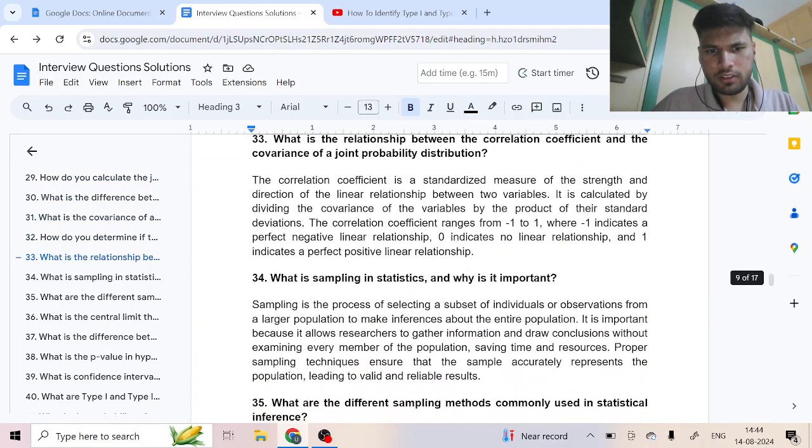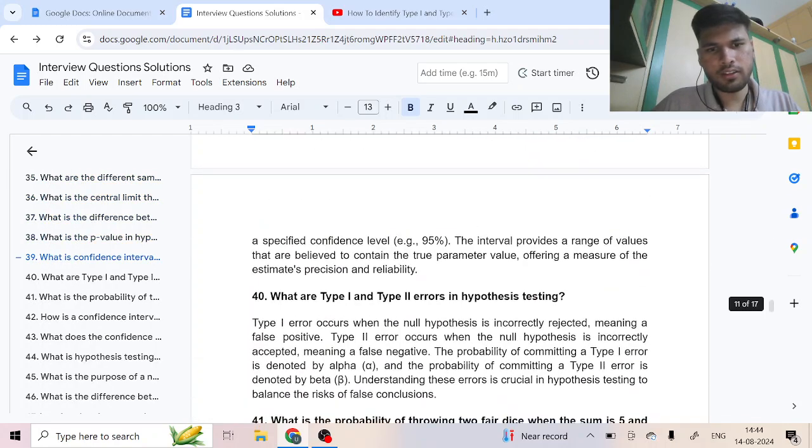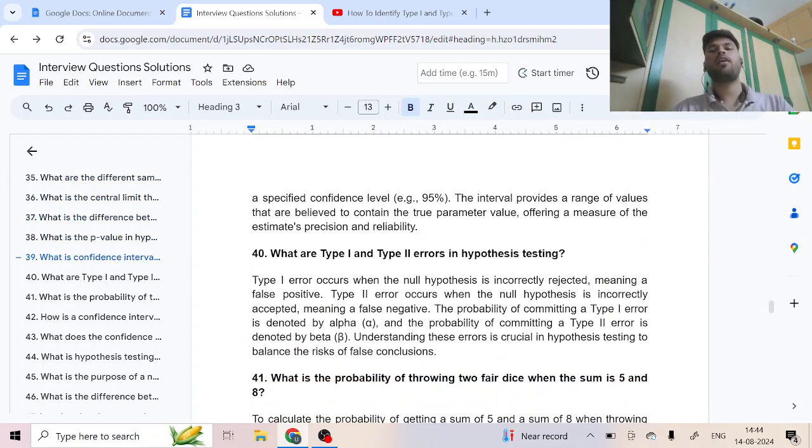Now we can move to the 40th question. What are type 1 and type 2 errors in hypothesis testing? This is also an important concept in statistics. In hypothesis testing, there are two hypotheses: one is the null hypothesis and the other is the alternate hypothesis. These hypotheses are opposite to each other. If one is true, then automatically the other is false.